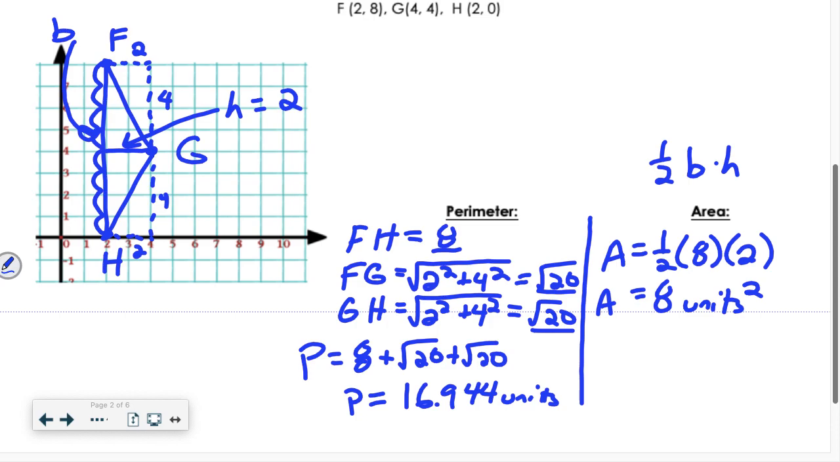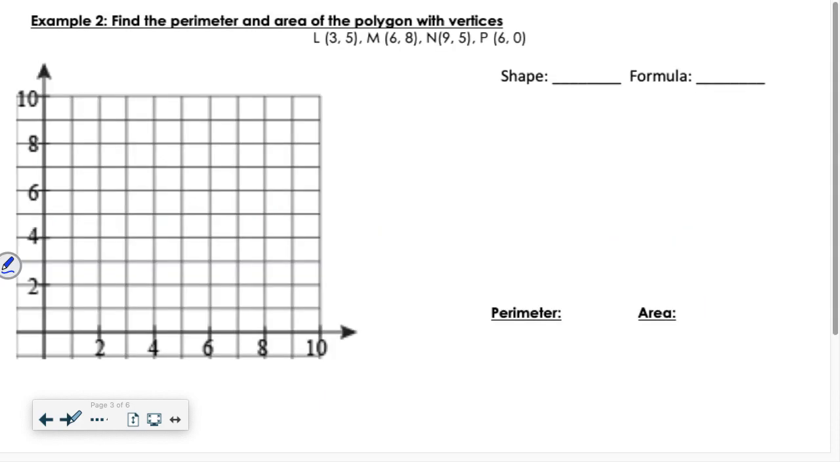So triangles are pretty straightforward. We're looking at the coordinate grid, finding our base and height. Sometimes polygons give you a little bit more trouble. So find the perimeter and area of the polygon with vertices defined by L, M, N, and P. So let's go ahead and plot these points. I've got L at 3, 5. M is at 6, 8. N is at 9, 5. Right here. And then 6, 0 for P.